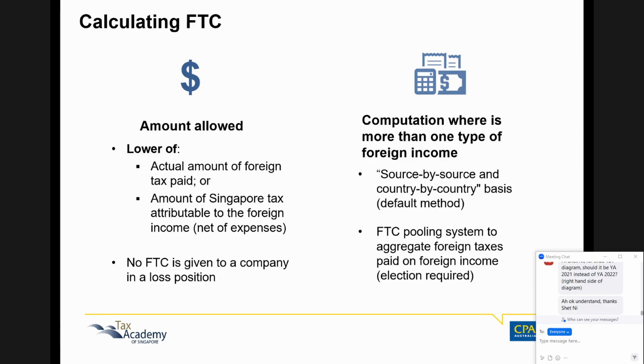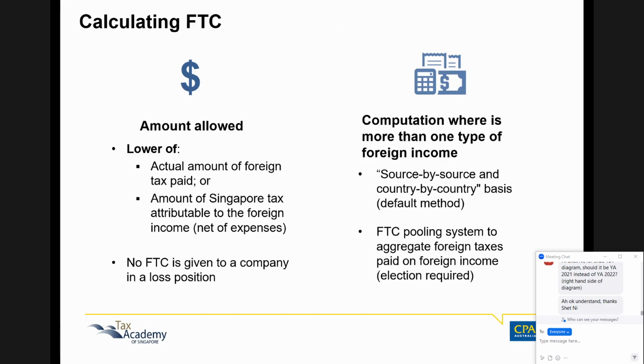We only allow the amount that the income will be subject to tax in Singapore. If you think of it, it makes sense, because if not, I'll be subsidizing your foreign tax bill, which is not what Singapore wants to do. If the company is in a loss position, then we would not give any foreign tax credit because there won't be any tax payable, right?